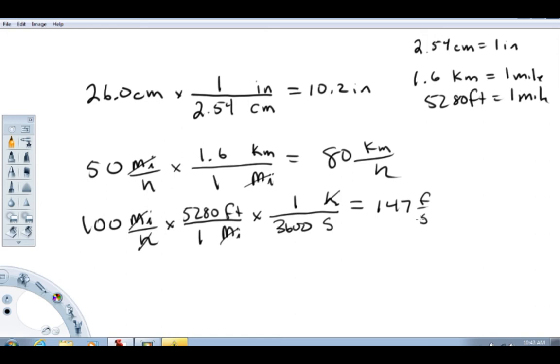So here are some examples of how you do conversion factors. Again, it's all about multiplying by a fraction, and the important thing is knowing what units to put where. You always want to arrange the units to cancel what you don't want and leave you with what you want.